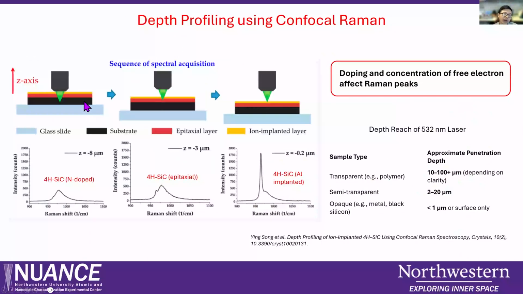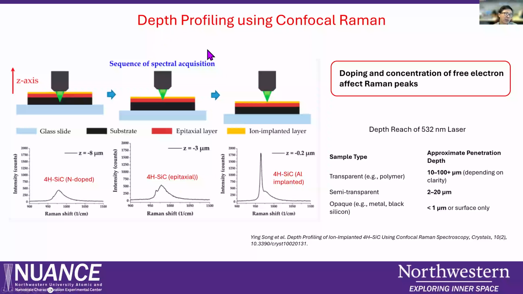Also, you can do depth profiling, because the laser can be focused. This sample is silicon carbide, and the different layers have different doping: nitrogen doping, aluminum doping, and a less doped layer. The doping and the concentration of free electrons affect this peak, and the ratio of these two peaks changes, so you can focus on a different layer and see the peaks.